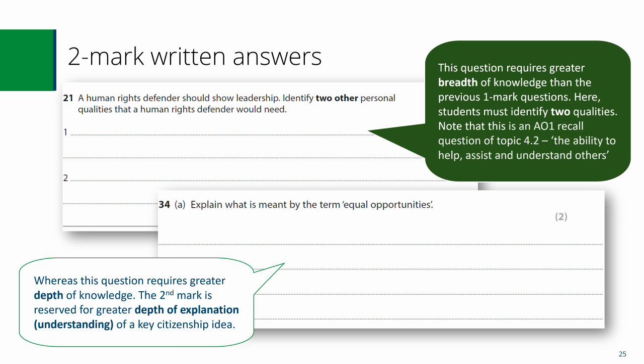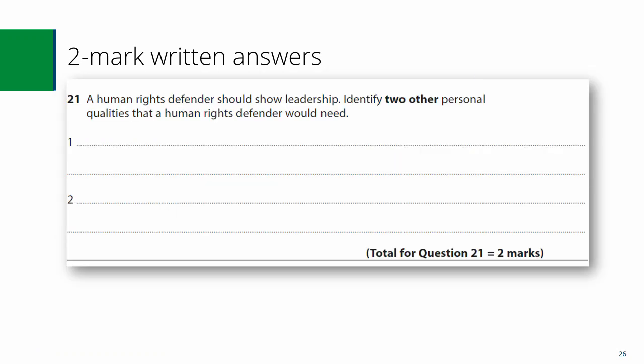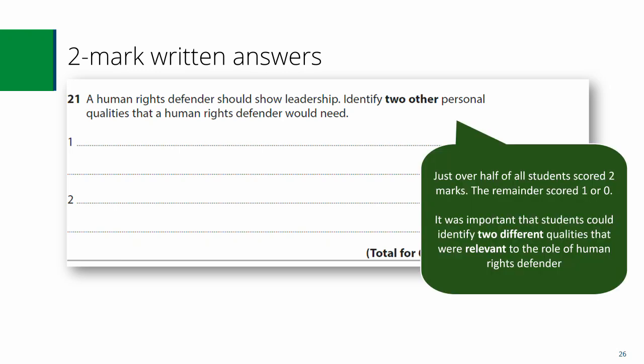The second mark, therefore, is going to be reserved for greater depth of explanation, showing some real understanding of what this means. Let's look at this first example then, the one where there are 2 marks available, 2 knowledge retrieval marks. A human rights defender should show leadership, identify 2 other personal qualities that a human rights defender might need.